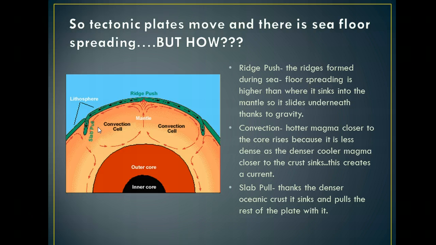The third way is with a slab pull. Basically what this is when you have a denser or heavier oceanic crust tectonic plate, and there's a lot of vocabulary there. Whenever you have a tectonic plate, which is the top part of the crust, whenever you have an ocean sitting on it, it's going to be heavy. Think about how heavy water is. If you have a whole bunch of water sitting on something, it gets really heavy.